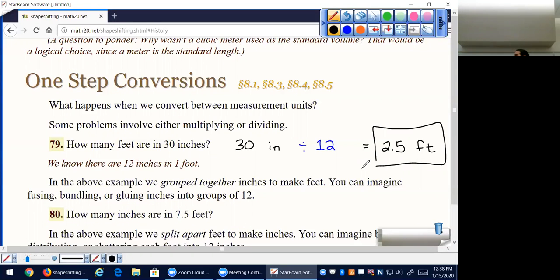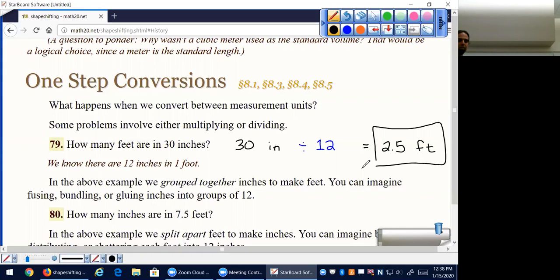How do we know which it is? In the case of 30 inches becoming feet, we're taking these little inches and grouping them together. We're taking 12 and sticking them together with paste to make a 1 foot ruler, and then taking another 12 and sticking them all together. So division is trying to make piles of the same size. We talked about that way back in the first day. One way of thinking about division is making piles of the same size.